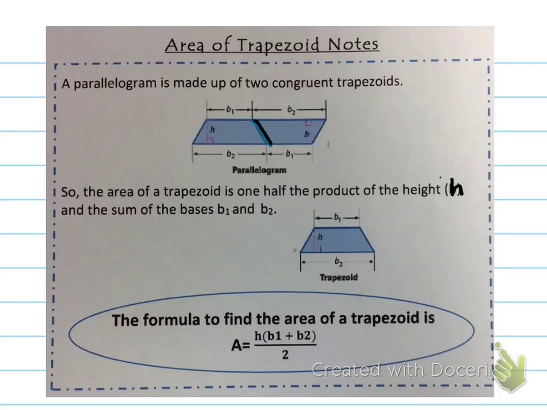So the formula to find the area of a trapezoid is area equals h times b1 plus b2, over 2. If you notice your bases right here, your bases are parallel to each other. They will always be the two lines parallel to each other. And your height still forms this right angle.